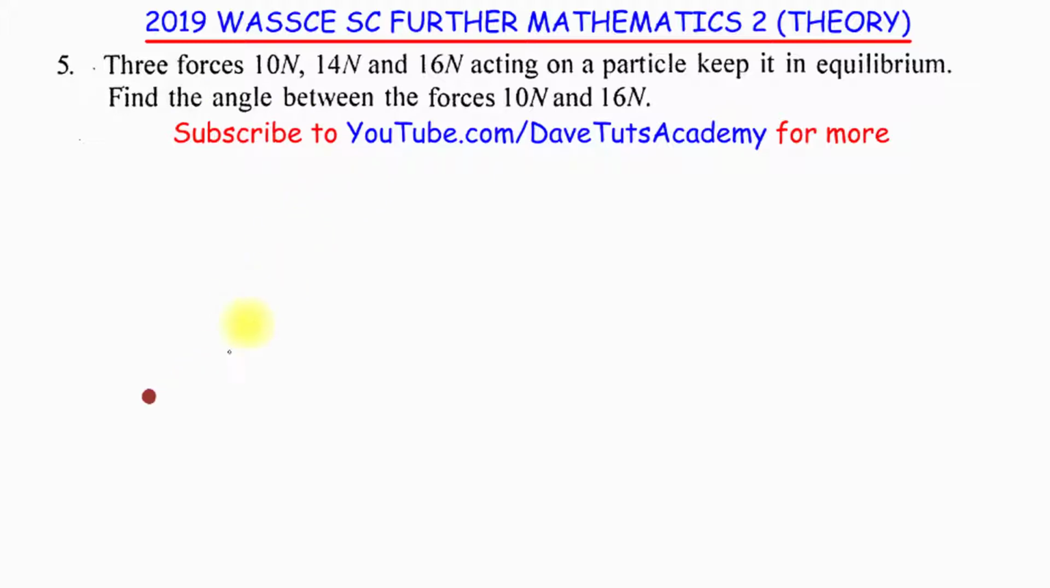So we are to start just like the way the order is. Here, this is the 10 Newton force, and then inclined at some angle to it is the 14 Newton force. Then we have the 16 Newton force going to be a counter force that nullifies the effect of those two forces. Then we are going to have their direction like this.